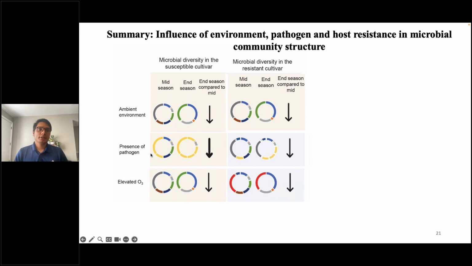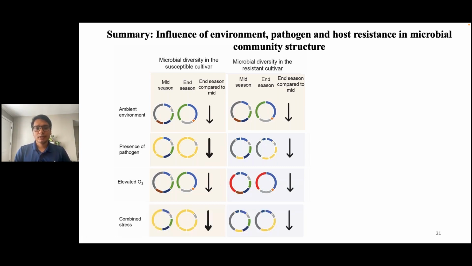In the presence of elevated ozone, there were no changes in the microbial communities in the susceptible cultivars, and they were similar as we have seen under the ambient environment condition. But there was a distinct microbial community in the resistant cultivars under this elevated ozone, suggesting that the elevated ozone influenced the microbial communities on the resistant cultivars in the absence of pathogen. And when there was a combined stress in the presence of both the pathogen and the elevated ozone, we saw the microbial communities similar to that as we have already seen in the presence of the pathogen.